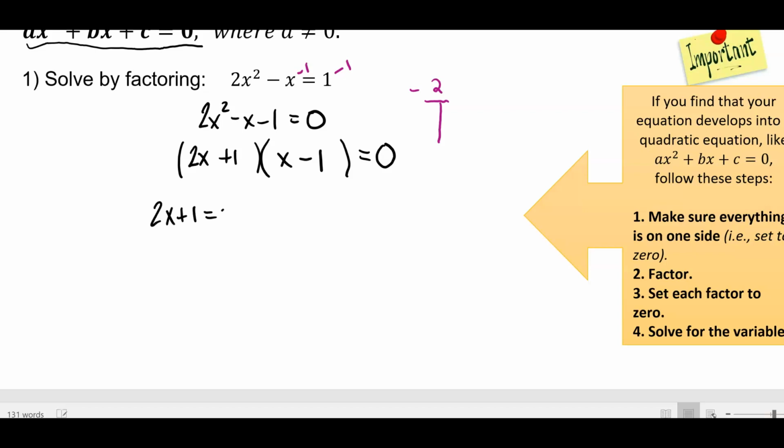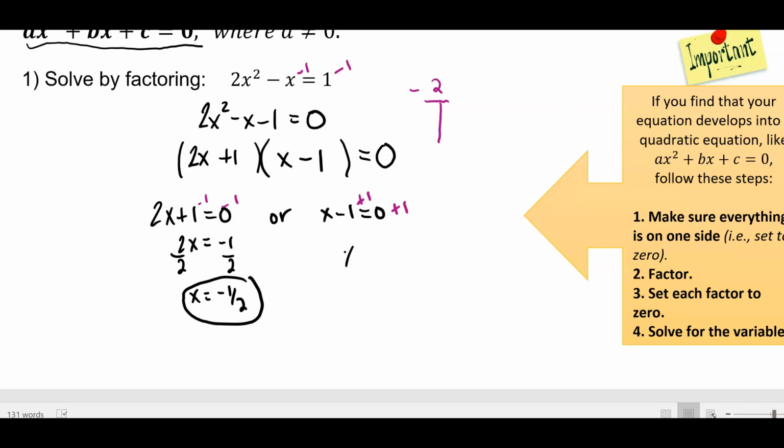Now, third step, set each factor to 0. So 2x plus 1 equals 0 or x minus 1 equals 0. Now we're going to solve for x. We subtract 1 from both sides, then divide both sides by 2 to get -1/2 as one of the solutions. Then on the right here, we add 1 to both sides. We get x equals +1. So here we have 2 solutions, and we should, because our degree is 2. Degree meaning highest exponent.